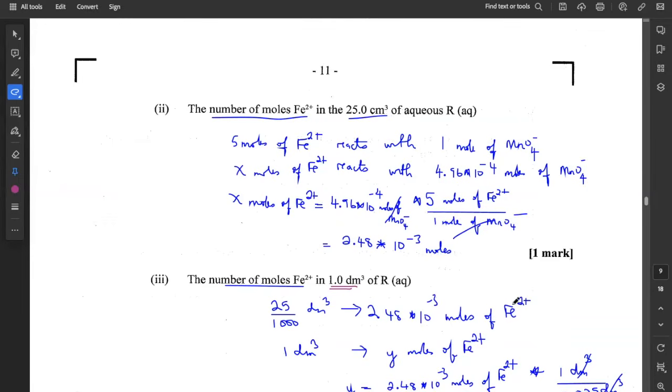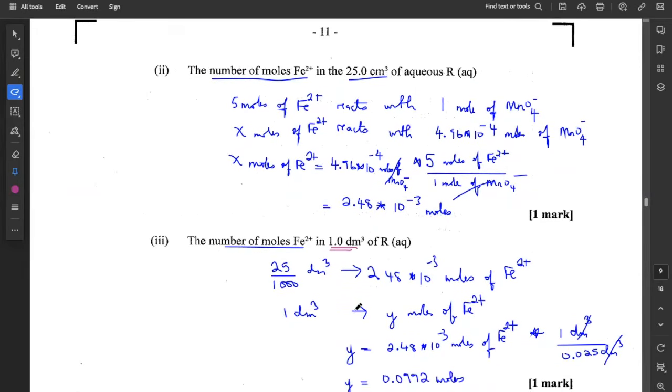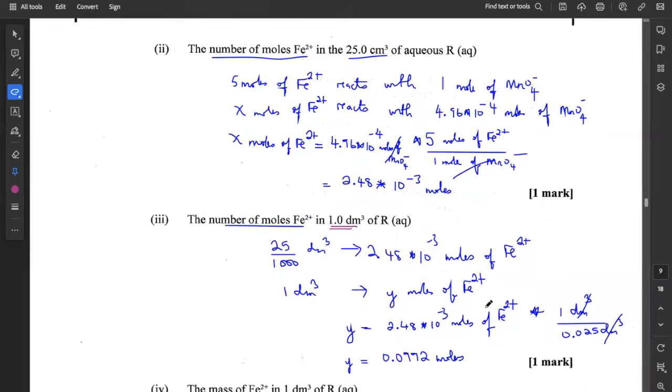So if we want to find out how much is in 1 dm cube, then we can do a cross multiplication here where we say, okay, 1 dm cube is going to contain Y moles of Fe2+ if 25 over 1,000 dm cube contains this much, right? So Y then ends up being equal to this moles up here times 1 dm cube divided by 0.025 dm cube. When we do that, we come out with a Y value of 0.0992 moles.